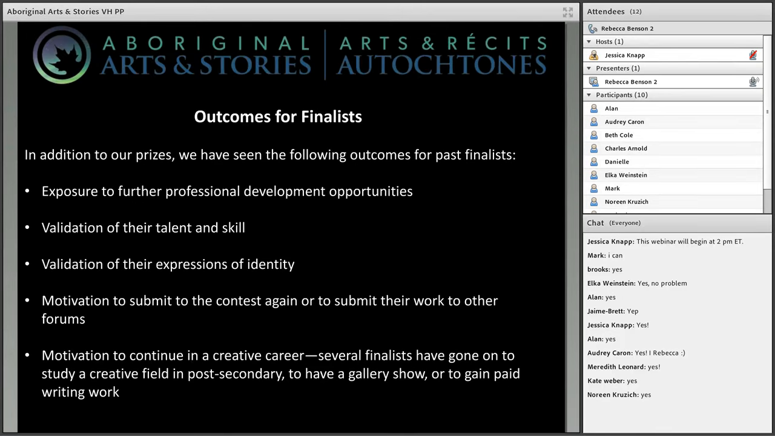So the lucky few who are selected to be finalists for this program obviously receive some pretty spectacular prizes, which we've detailed earlier, but also it opens the door to further professional development opportunities. Mentoring is something that we have really tried to stress moving forward. But also there are some intangibles that I think a lot of the young people especially really value in terms of having their skills and their work and their self-identity as a young artist or writer validated.